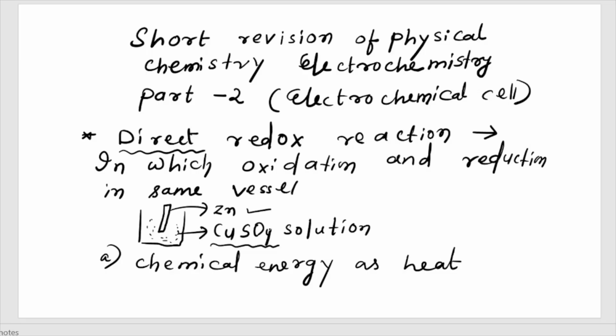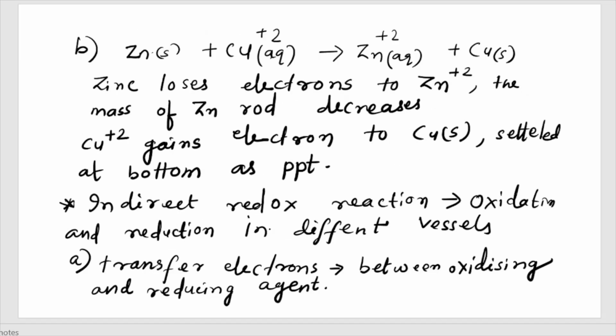What happens here? Chemical energy is produced as heat. Here the chemical energy is represented as heat. Number B. What happens here in the chemical reaction? What is the result? Zinc solid, because it is a solid dipped, and Cu plus 2, because it is copper sulfate solution, and here you can see the result: Zn plus 2 ion. Why is it written aq? Because it is in solution. And why is it written as s? Because it is present as a solid.